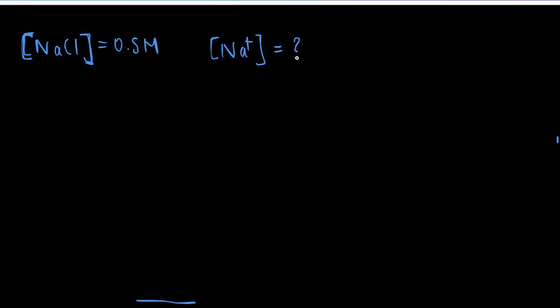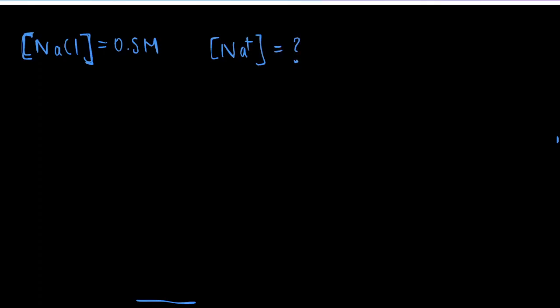Let's say that we have a solution of sodium chloride, a NaCl solution that is 0.5 molar. These square brackets, in case you didn't know, are just used to denote concentration. So this just means the concentration of the NaCl solution is 0.5 molar. We need to find the concentration of the sodium ions, these Na+ ions, in this solution.